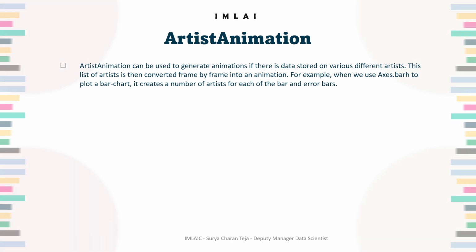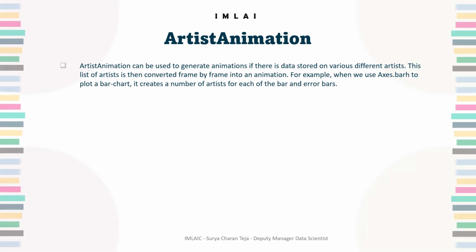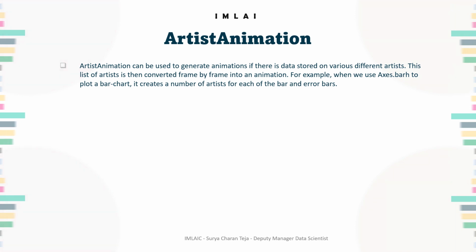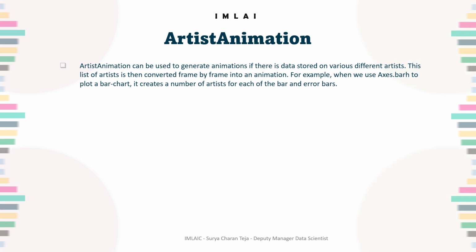axes.bar to plot a bar chart, it creates a number of artists for each of the bars and error bars. So to update the plot, one would need to update each of the bars from the container individually and redraw them. Instead, we will use the animation.ArtistAnimation method from the animation module, which can be used to plot each frame individually and then stitch them together to form an animation.